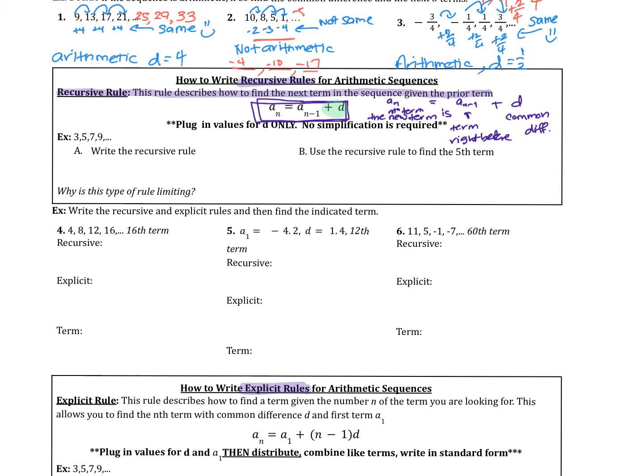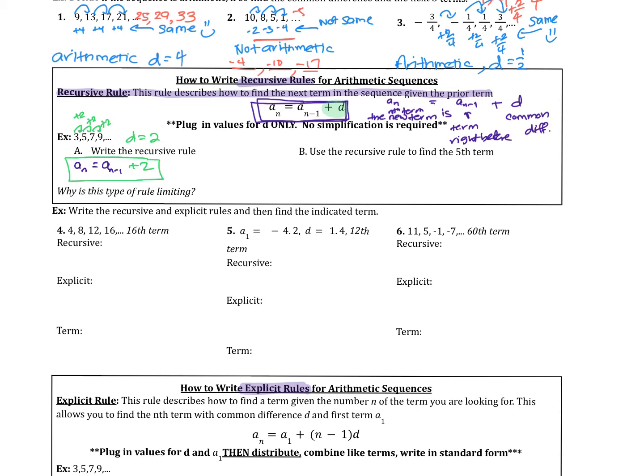Write the recursive rule, 3, 5, 7, 9. So I know that when I'm writing a recursive rule, I'm going to have a sub n equals a sub n minus 1, and then I'm going to have my common difference. So let's go ahead and identify what's going on in this pattern. 3 to 5, I'm adding 2. 5 to 7, I'm adding 2. 7 to 9, I'm adding 2. So this is arithmetic, which means I'm allowed to do what we're about to do. And that common difference is 2, so I'm going to put plus 2.